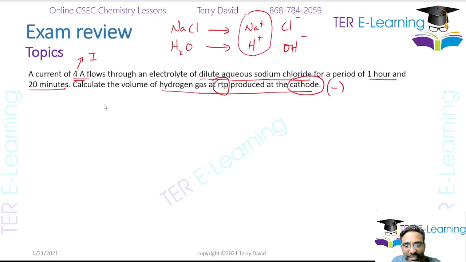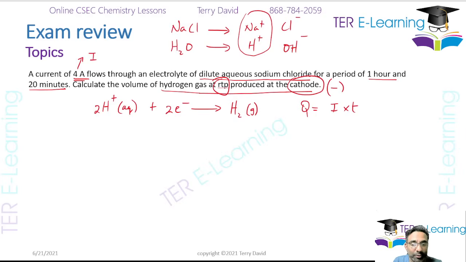So the half equation in this instance is 2H+(aq) + 2e- produces H2 gas. That's the half equation I'm going to use to perform this calculation. Next, you need to know what charge flowed in the circuit. So Q is equal to I multiplied by t. Here's what I want you all to try to work out for me: work out the charge.